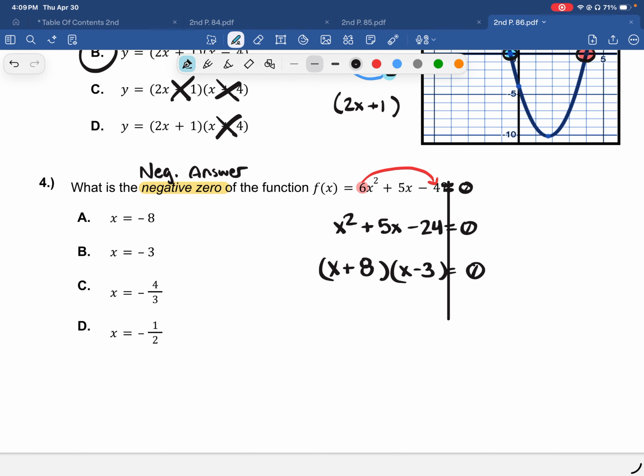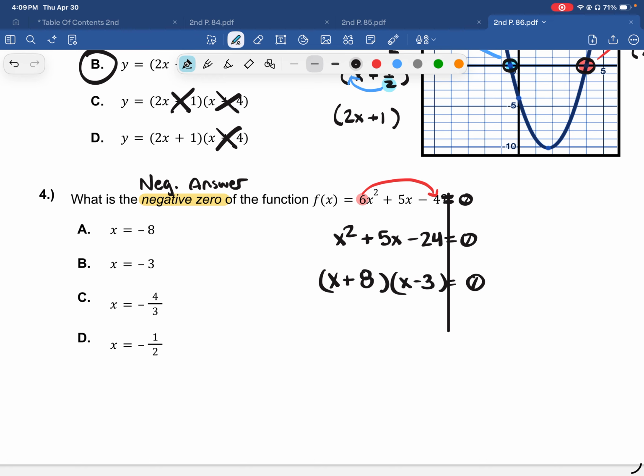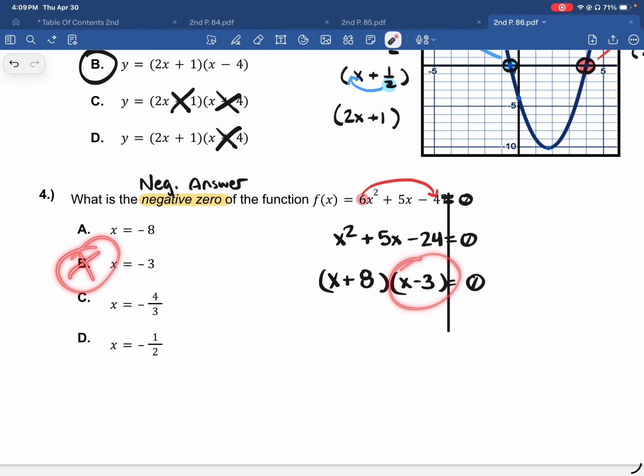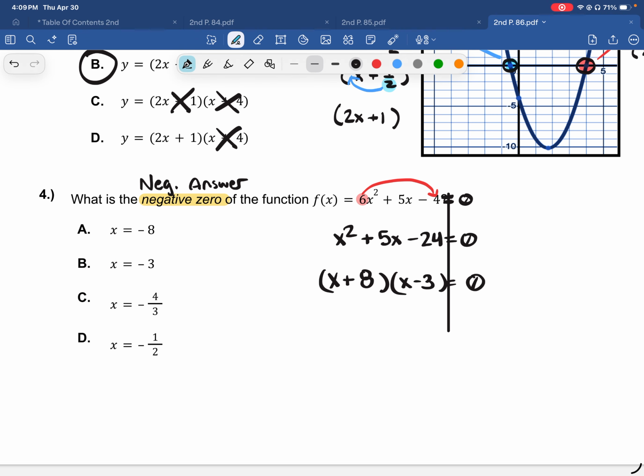Be careful, there's a trap answer here. A lot of people see that negative 3 and they circle B. B is not the correct answer. Because whenever you have factors of x plus 8, you've got a solution of x equals negative 8. And if you've got a factor of x plus 3, you have a solution of x equals positive 3. Don't forget to switch your signs.